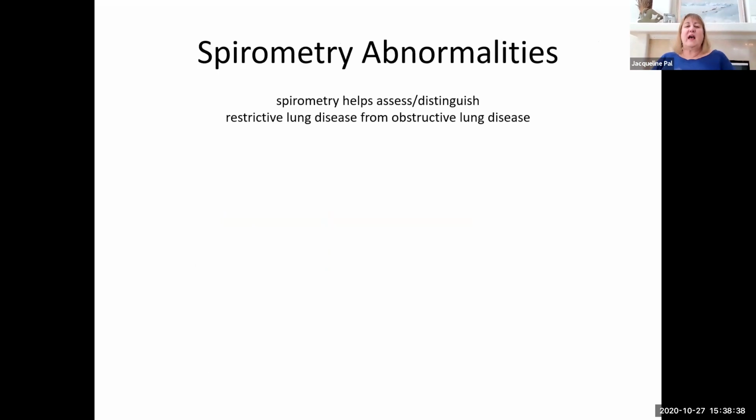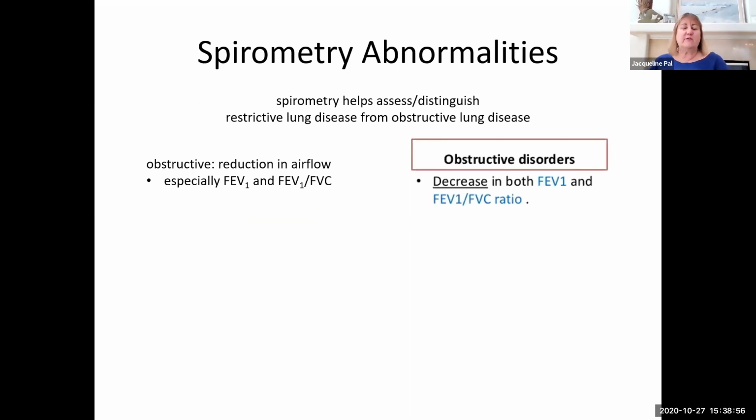So what happens when we have abnormalities in spirometry? Well, they help us not only assess what's going on, but to distinguish two huge categories: restrictive lung disease from obstructive lung disease. Talking first about obstructive lung disease, you have an obstruction that literally reduces the airflow. So when we look at spirometry values for obstructive disorders, we're going to have a decrease in the FEV1, and we're also going to have a decrease in the ratio as well.